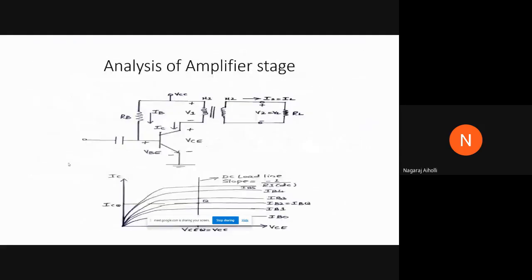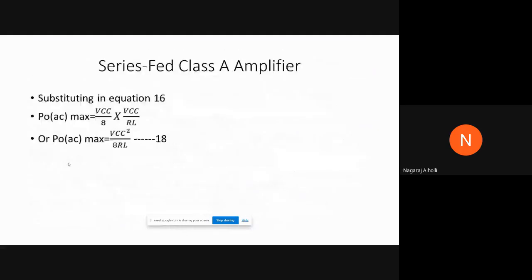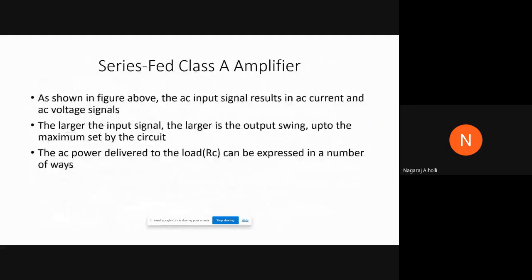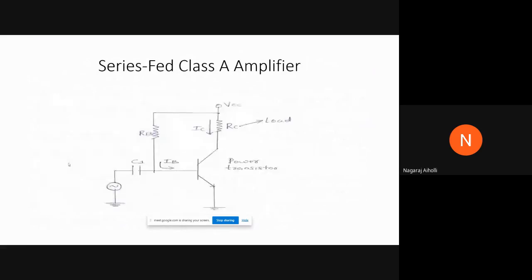In this circuit, if we apply KVL to the input path, it will be VCC minus IB RB minus VBE is equal to 0, or VCC minus VBE is equal to IB into RB, or IB is equal to VCC minus VBE by RB. Is it not? VCC minus VBE divided by RB gives the value of the base current IB.